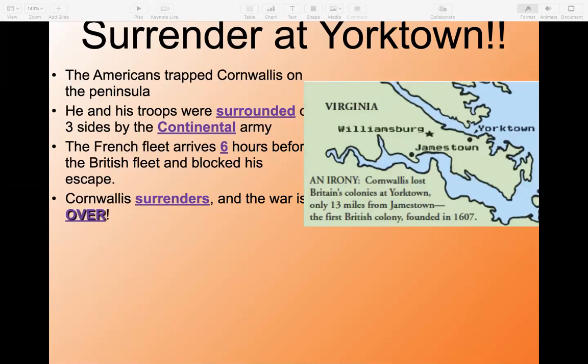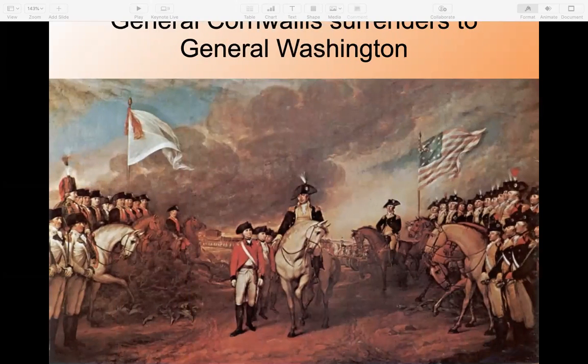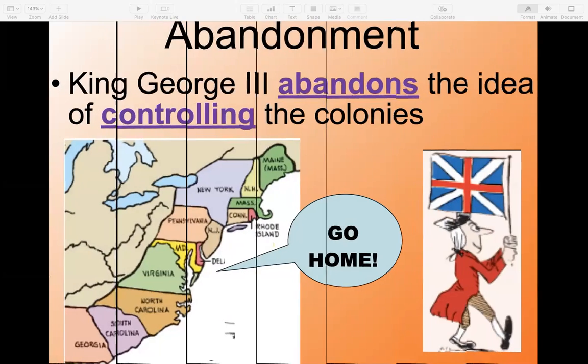Surrender at Yorktown. The Americans trapped Cornwallis on the peninsula. He and his troops were surrounded on all three sides by the Continental Army. The French fleet arrives six hours before the British fleet and blocks his escape. Cornwallis surrenders, and the war is over. General Cornwallis surrenders to General Washington.